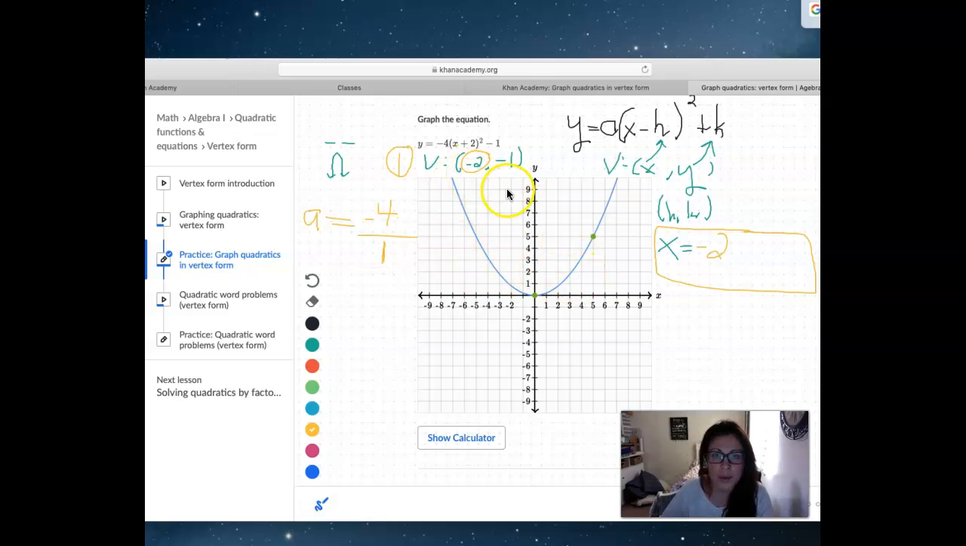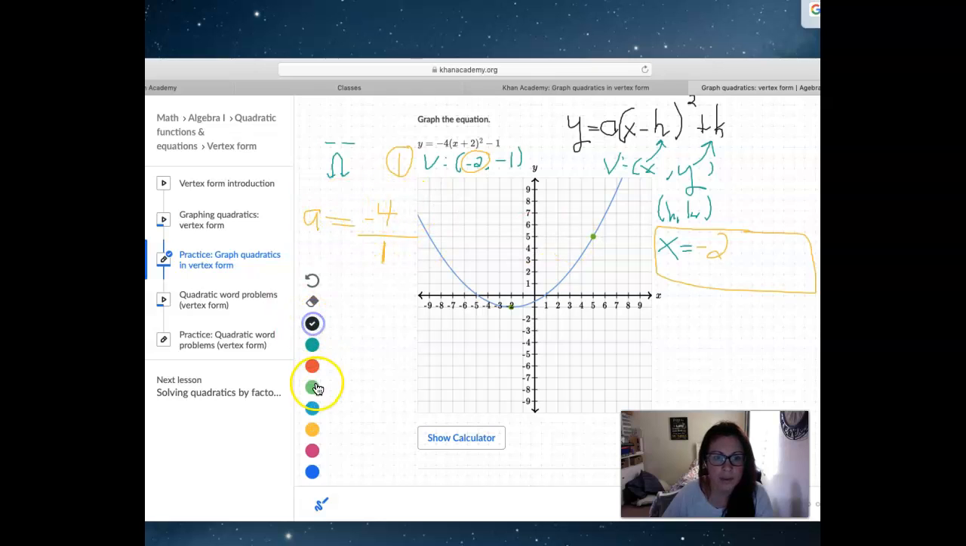I'm going to go ahead and graph this. So this graph says that I'm going to go opposite of x. So instead of going right 2, I'm going to go left 2. And then negative 1 tells me to go up or down, and this tells me to go down 1 unit. Now I'm going to grab this next point and plot this for my a value.